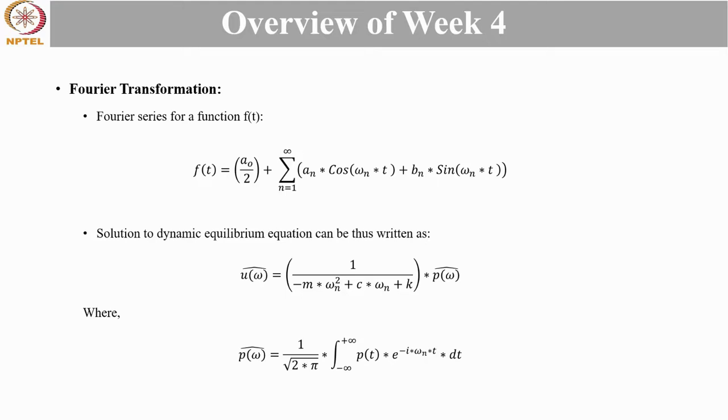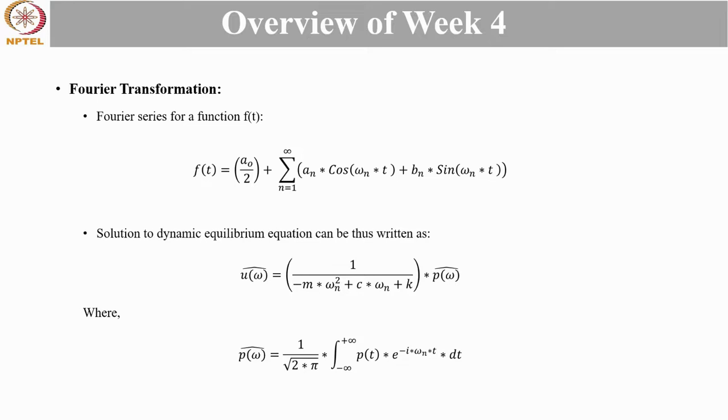So apart from the responses to arbitrary forces, we saw Fourier transformation. So what is Fourier series? Fourier series says that any function can be expressed as a sum of a series of sines and cosines and is given as follows. F of t is equal to a constant term plus summation of n from 1 to infinity, a constant multiplied by cos omega n t plus a constant multiplied by sine omega n t.